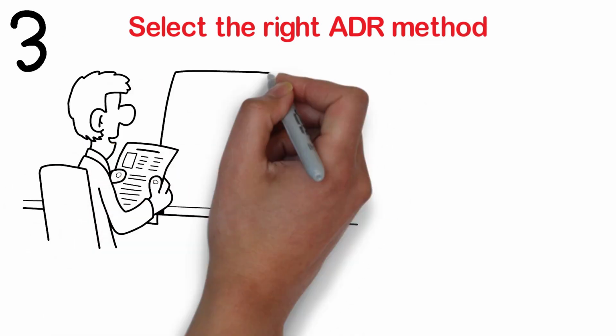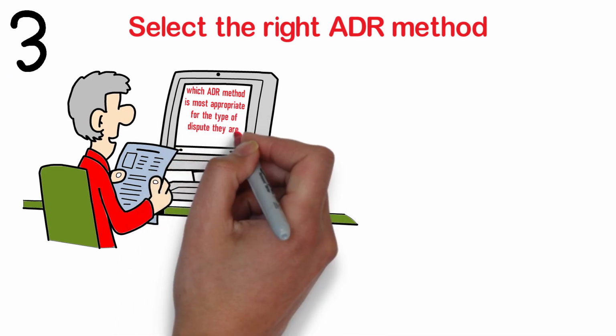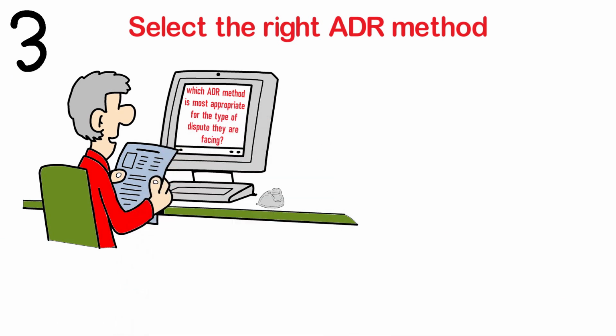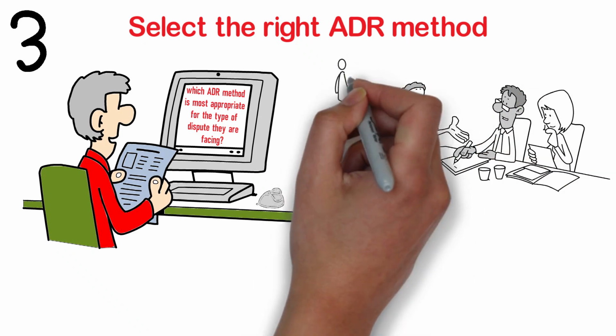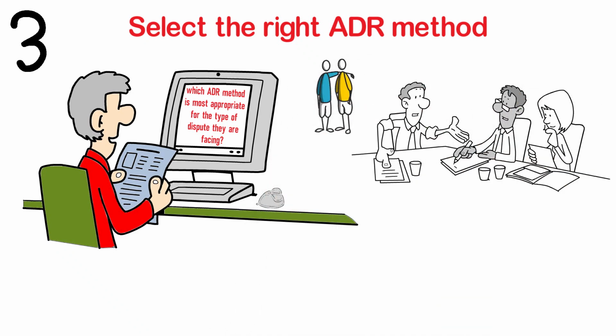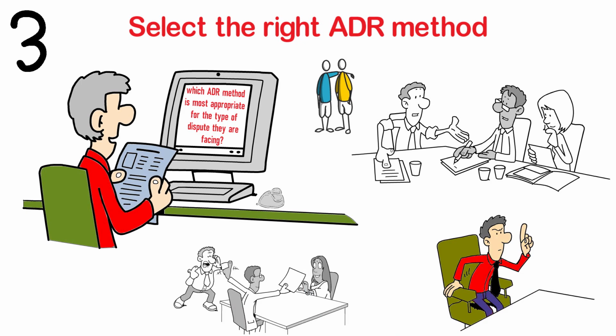The third issue is the selection of the right ADR method. Parties should carefully consider which ADR method is most appropriate for the type of dispute they are facing. For example, mediation may be more suitable for disputes where preserving the relationship between the parties is important, while arbitration may be more appropriate for disputes where a binding decision is needed.